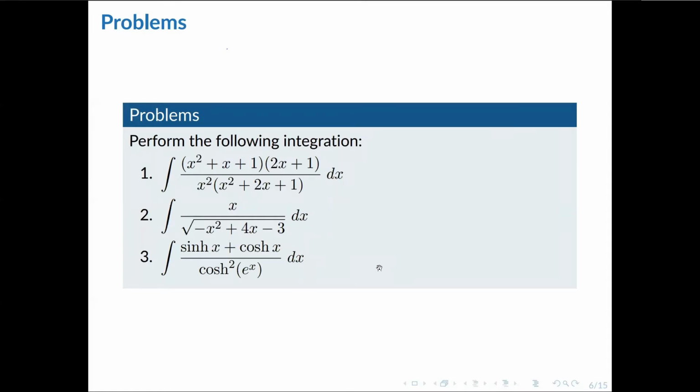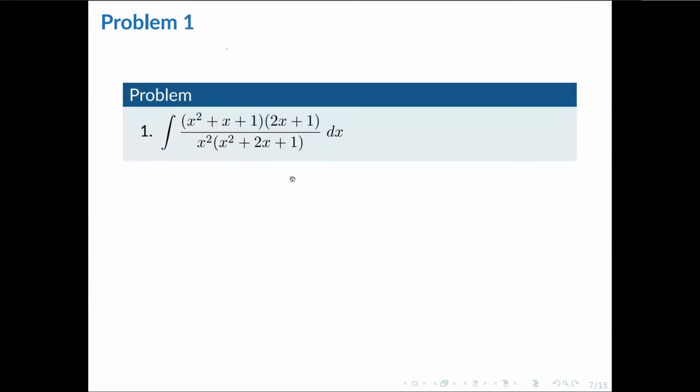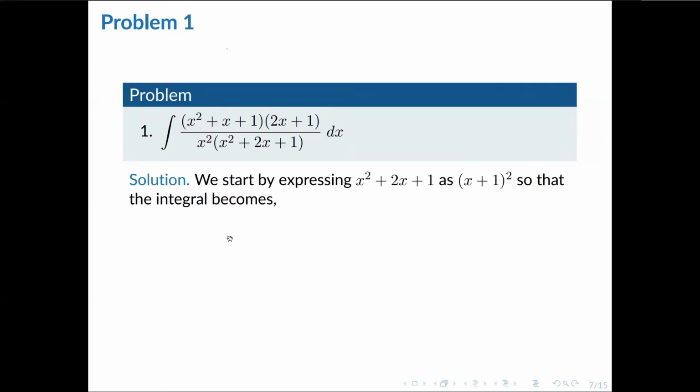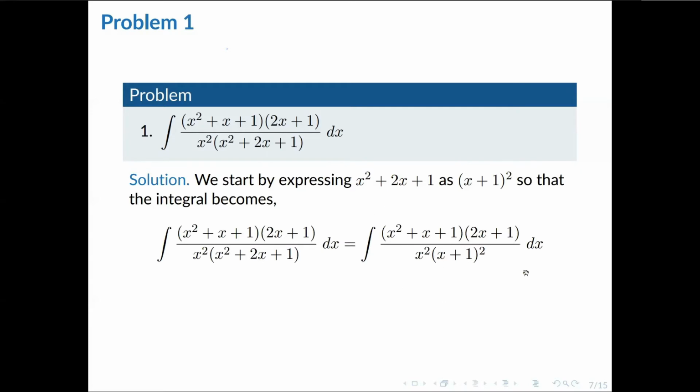So, these are the problems. For problem 1, given tayo ng integral of the quantity x squared plus x plus 1 multiplied by 2x plus 1 all over x squared multiplied by x squared plus 2x plus 1 dx. So we start by expressing this expression as x plus 1 squared so that the integral now becomes this. Then simplifying the denominator, we get the quantity x squared plus x raised to 2.